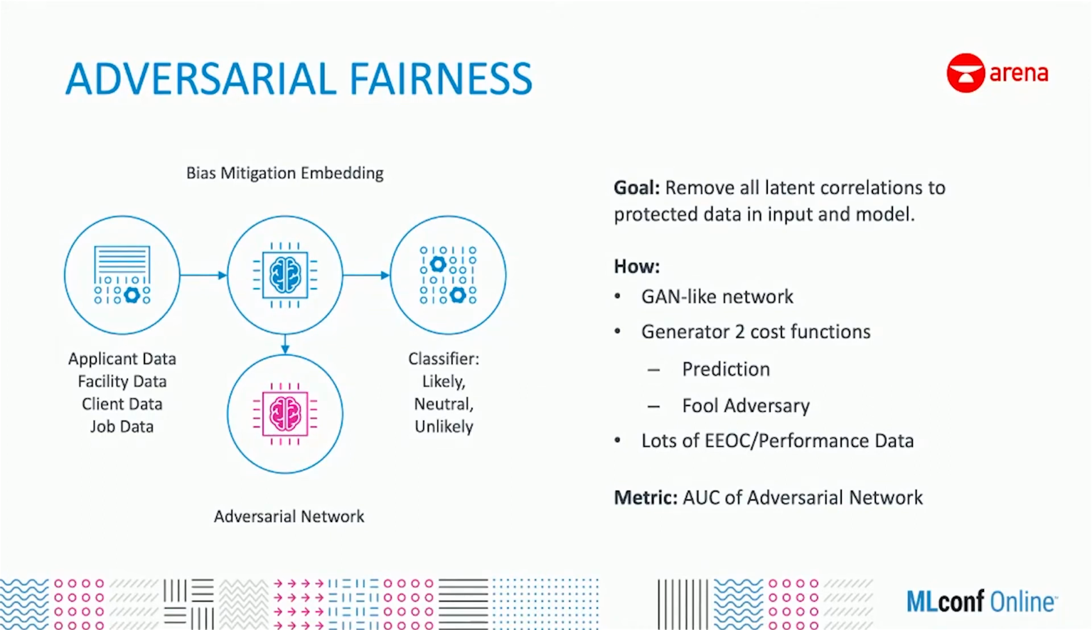The other thing is we have lots of the EEOC/performance data. Without that, you can't perform this task. So that's one of the things that makes this possible. And the metric that we use to determine how well our algorithm works is the AUC of the adversarial network. So this is something that now we can quantify. We can quantify at a much finer degree than the previous disparity rule and the 80% rule or the P rule. And from that, we can quantify how much latent correlations are left based on our classifier and based on our adversarial network as well.